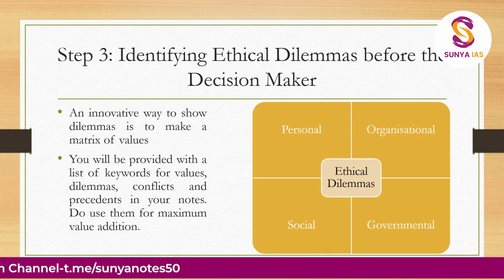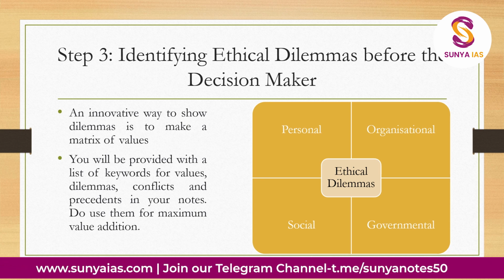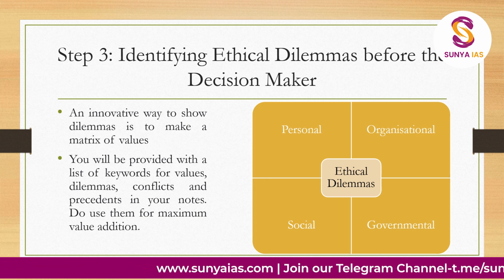So an innovative way to show dilemmas is to make a matrix of values. So here, as you can see on the right hand side, is a matrix kind of structure that I have made. It has ethical dilemmas, and you can list what are the personal dilemmas that you are facing, organizational dilemmas, governmental dilemmas, and social dilemmas.